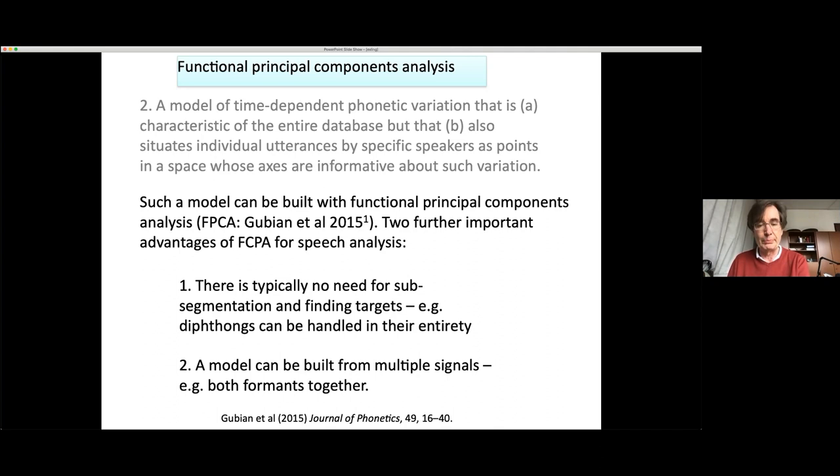And then with FPCA, it can also handle multiple signals, and this is very important indeed in phonetic analysis, because of course we know, for example, in analyzing vowels, that the difference between, say, E and E depends not only on the first formant frequency, but also the second formant frequency. And we would then like some model which can take account of these things at the same time.